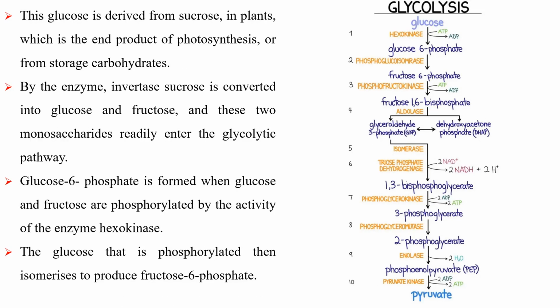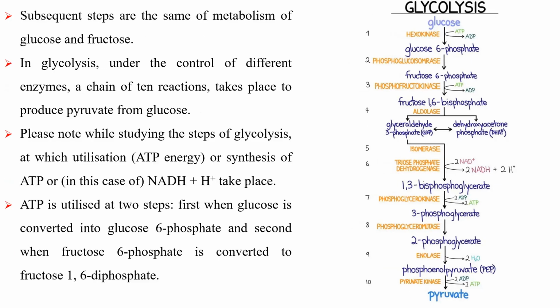This glucose is derived from sucrose in plants, which is the end product of photosynthesis, or from storage carbohydrates. By the enzyme invertase, sucrose is converted into glucose and fructose, and these two monosaccharides readily enter the glycolytic pathway. Glucose 6-phosphate is formed when glucose and fructose are phosphorylated by the activity of the enzyme hexokinase. The glucose 6-phosphate then isomerizes to produce fructose 6-phosphate. Subsequent steps are the same in the metabolism of glucose and fructose.